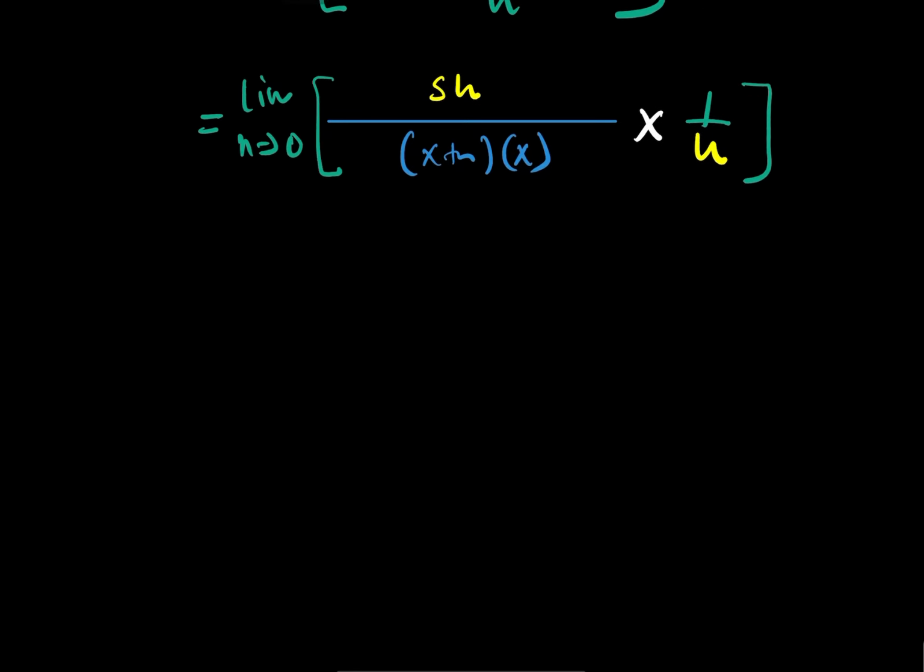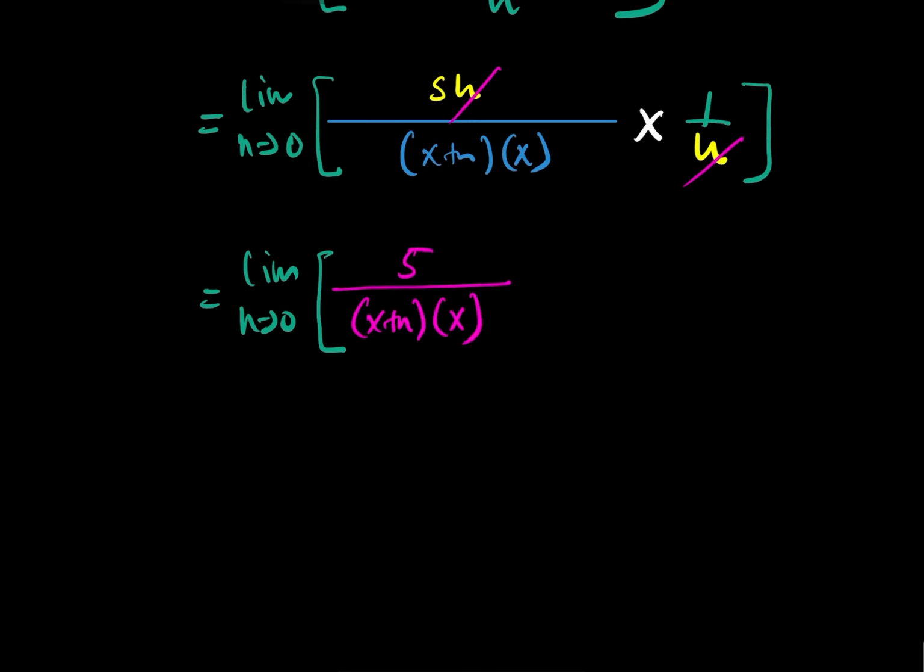So you will observe mathematically that you get the limit as h tends to 0 of what? This h and this h are going to undo each other. So you are left primarily with 5 over x plus h into x. You have to really close that.